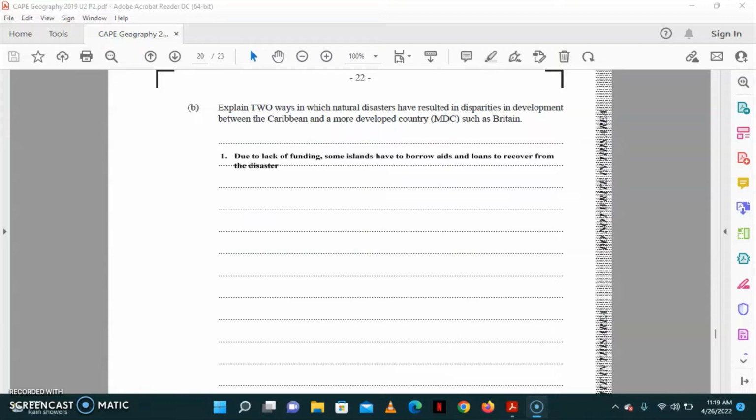Now, natural hazards have resulted in disparity in development between the Caribbean and Britain and other MDCs because, for example, one, the Caribbean islands are oftentimes unable to recover from the devastating effects of the hazards due to the lack of funds. Hence, the islands have to borrow loans from MDCs or other international monetary agencies to offset the cost of rebuilding, hence becoming more indebted to MDCs.